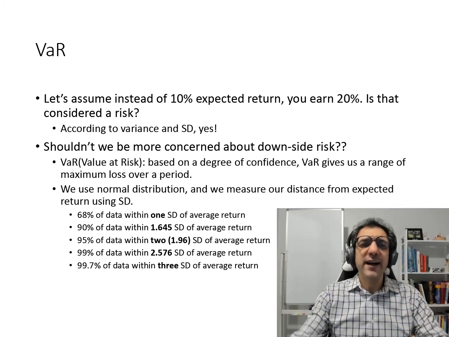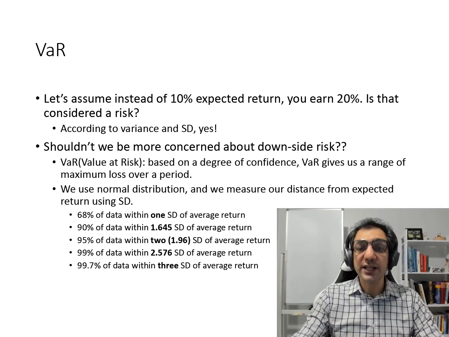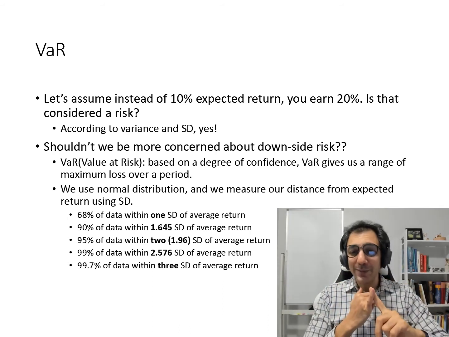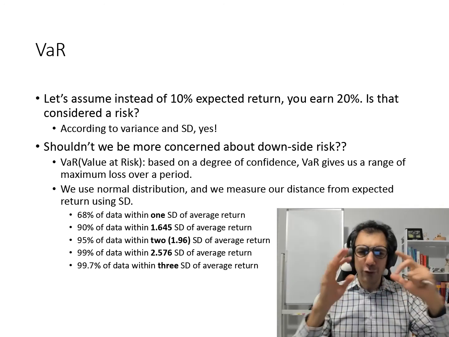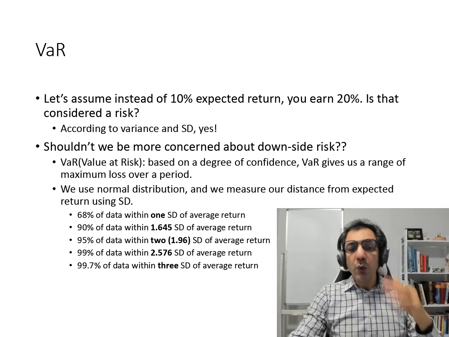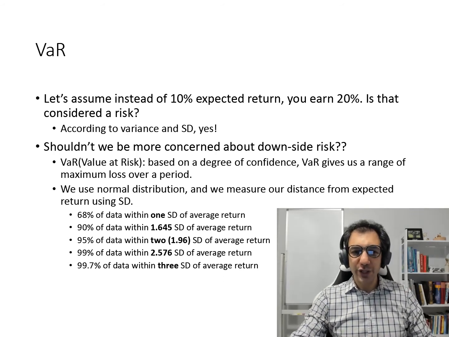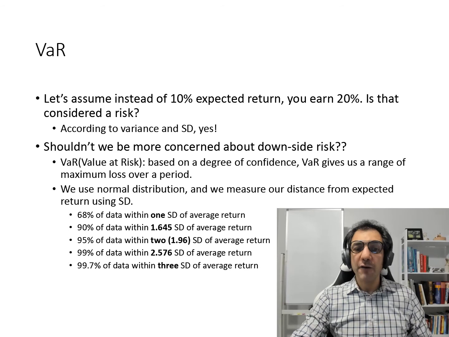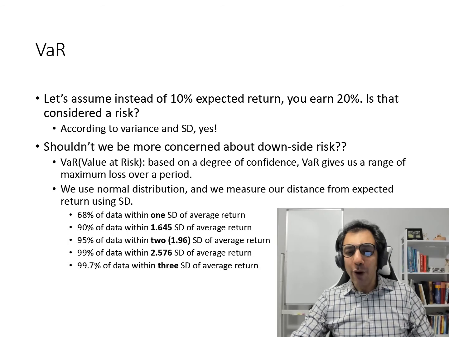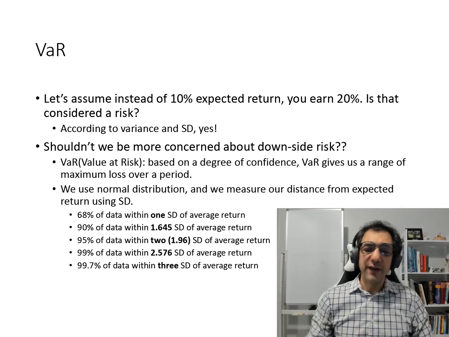So we assume under VAR that there is a normal distribution, and we measure our distance from expected return using a standard deviation. There are two major indicators in VAR: expected return and the standard deviation. And for sure, we are going to get help from the normal distribution. As you see, we know that almost 68% of data are within one standard deviation of the average return, 90% within 1.645 standard deviations of our average return, and you can go up to 99.7% of data which are within 3 standard deviations of average return.